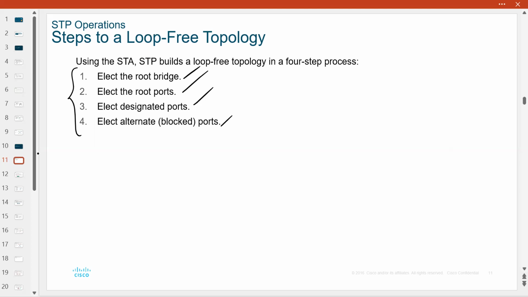A little bit more. Could you tell us how does the algorithm choose, for example, the root bridge? How does it choose the root ports, the designated ports, and the alternate ports? The blocked port speaks for itself, it blocks traffic. How do they choose in a network?